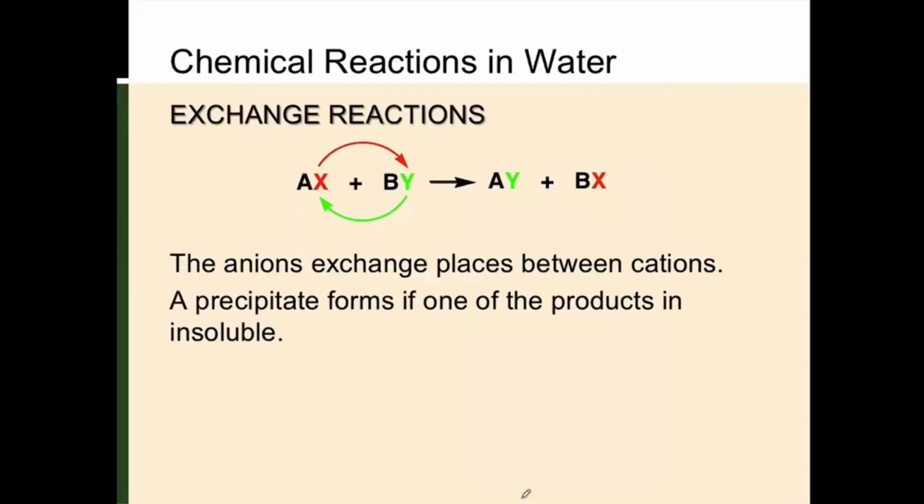Chemical reactions in water, exchange reactions. So here we have an exchange of X and Y. So AX plus BY gives AY plus BX. These sorts of anion exchanges are quite common in water. Usually it creates a weaker salt, or it creates a system which is more stable, or it induces the precipitation of something. So the ions exchange places between cations, and a precipitate forms if one of the products is insoluble.